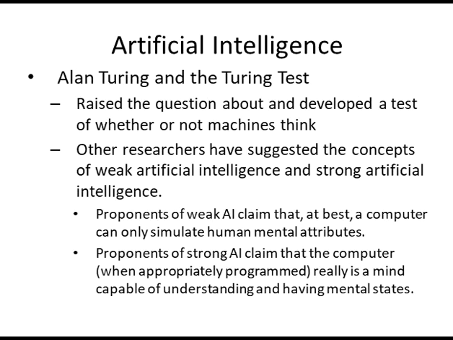So, now let's revisit Alan Turing and the Turing test. He developed a test of whether or not machines think. So the question is, well, we need to be able to say, is this machine thinking like a human being? So Turing came up with thought experiments as a way to try to determine if a machine can think like a human. Other researchers have suggested the concepts of weak artificial intelligence and strong artificial intelligence. So let's clarify what that is.